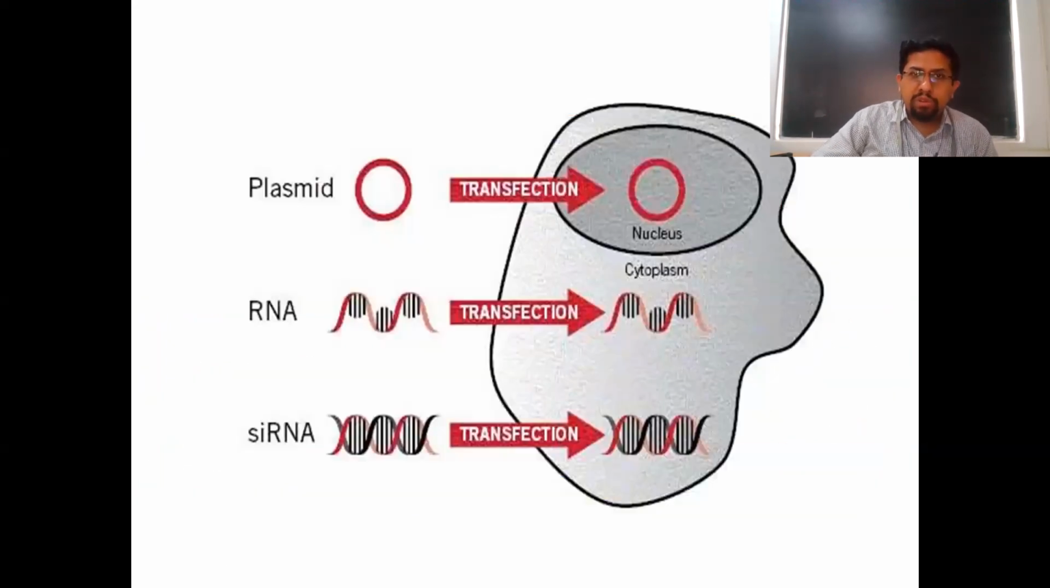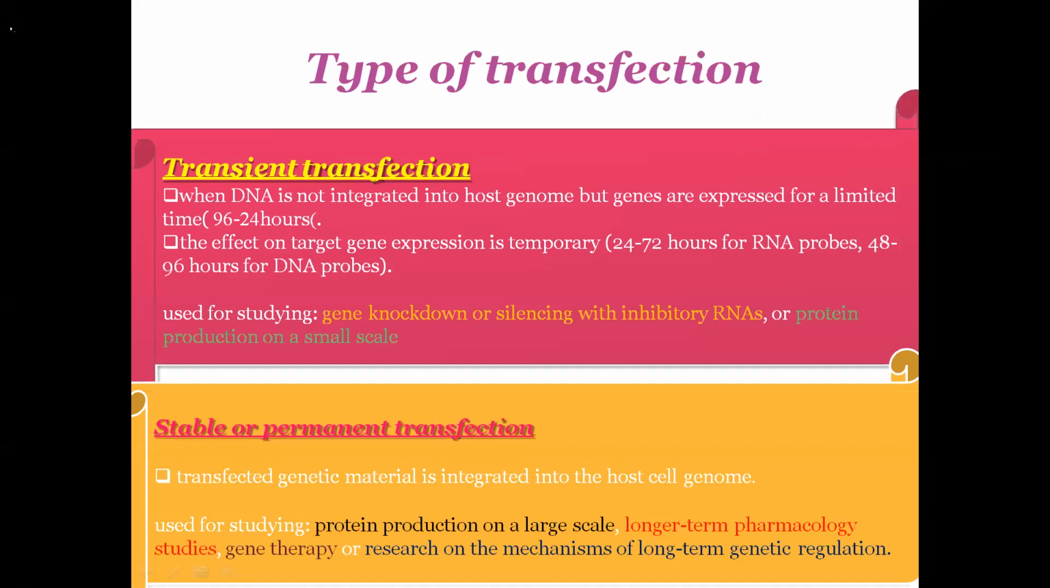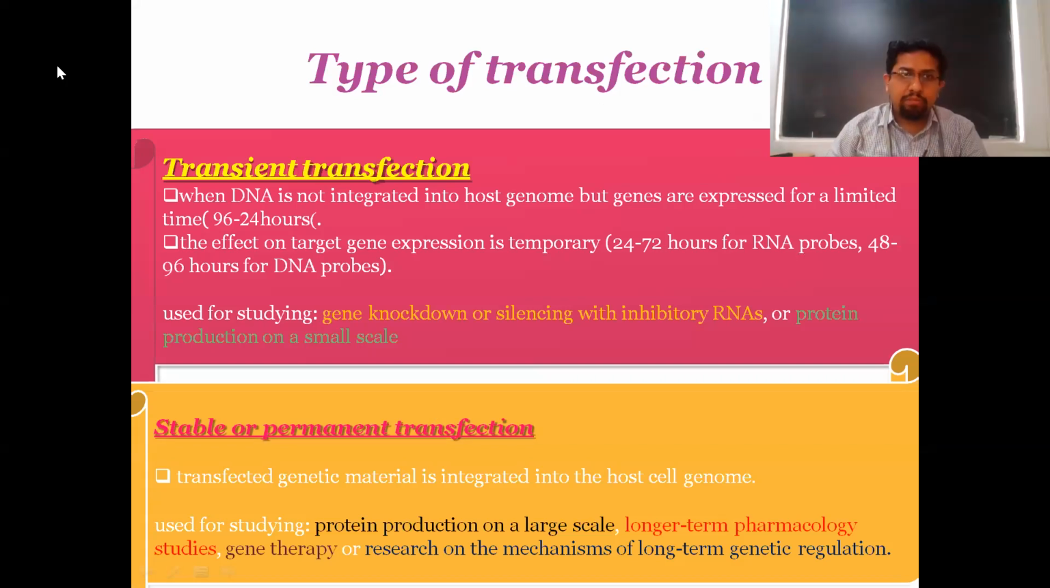Okay, so which are all the molecules which can be transfected? You can transfect a plasmid, you can transfect RNA, you can transfect even siRNA for inhibition of certain mRNAs. Now, in transfection, you have something called transient transfection and stable transfection. So what is the difference? Temporary and permanent. If the DNA gets integrated into the host genome, it is called stable transfection. Usually, transgenic organisms are stably transfected organisms. So you will be able to introduce your gene of interest into the genome of the organism. In that case, it becomes a permanent transfection.